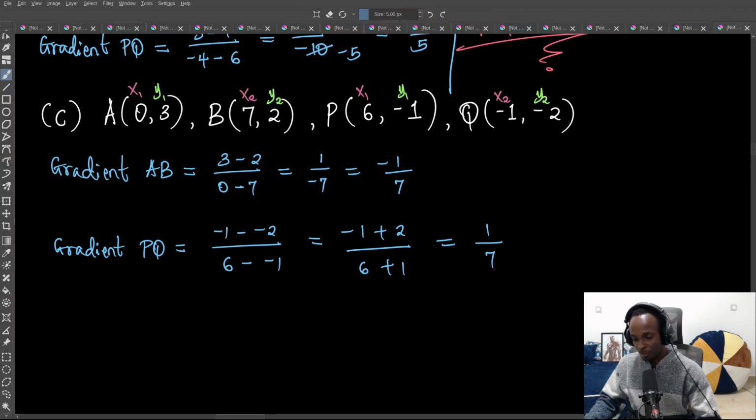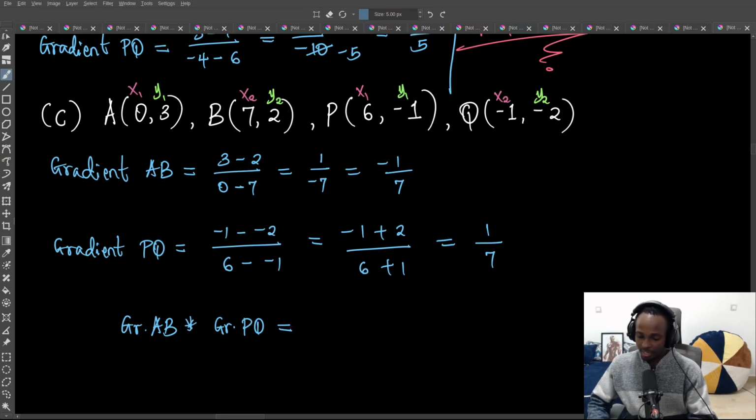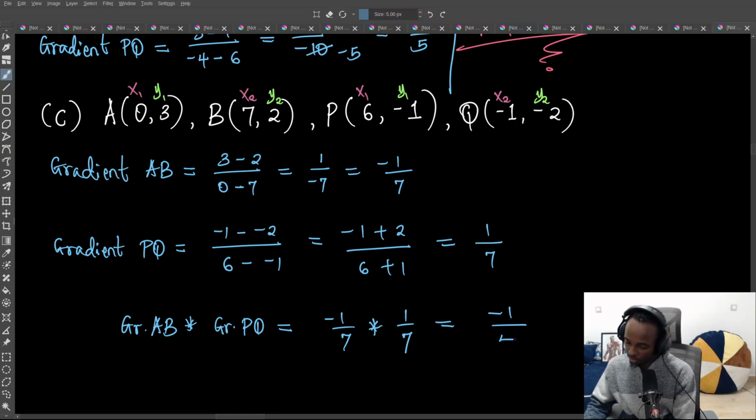So obviously they are not parallel since the gradients are not equal, but are they perpendicular? So if we do the gradient of AB and then multiply it by the gradient of PQ, what do we get? This is going to be negative 1 out of 7 multiplied by 1 out of 7, and this is going to give us negative 1 out of 49. So in this case, for AB and PQ, they are neither parallel nor perpendicular.